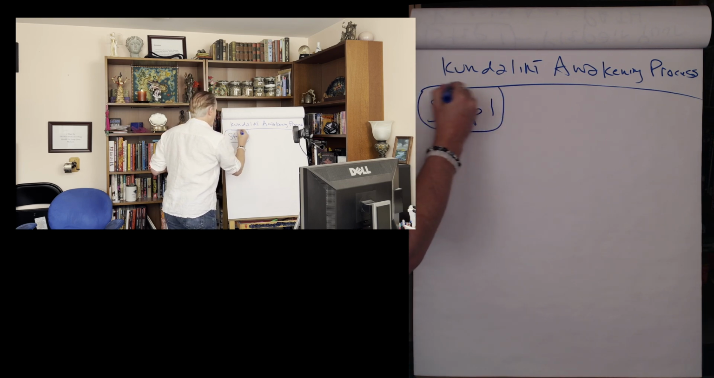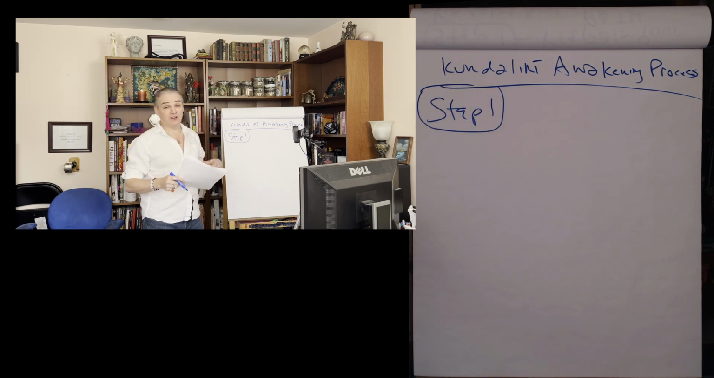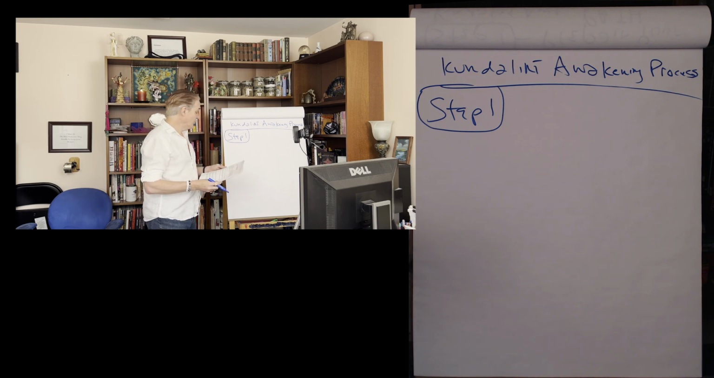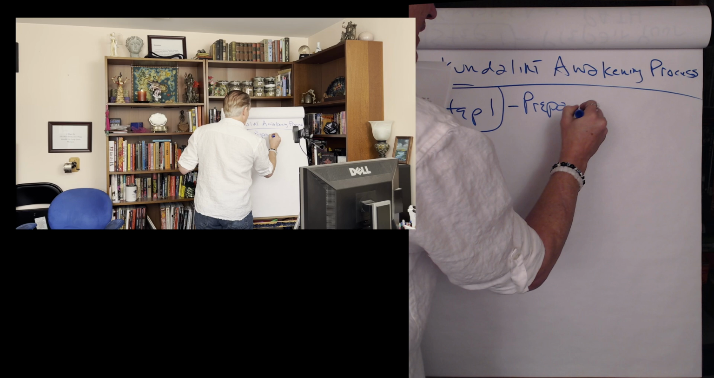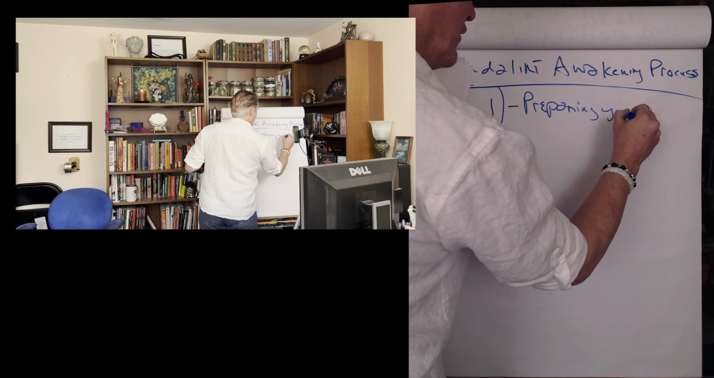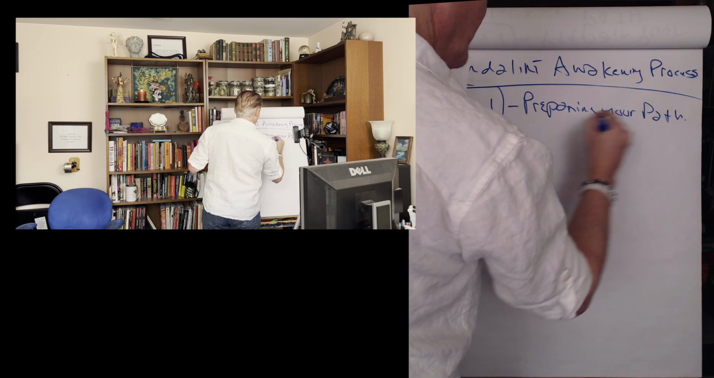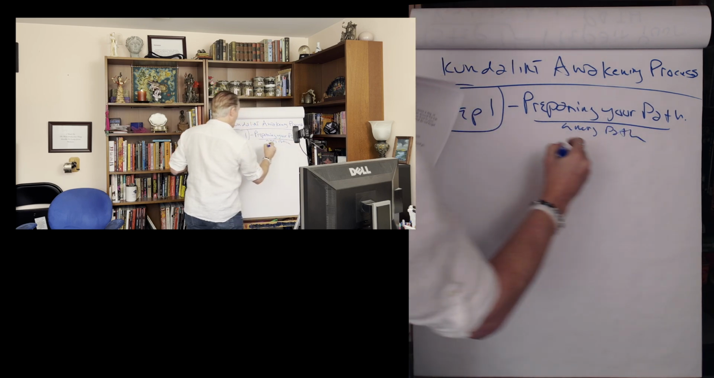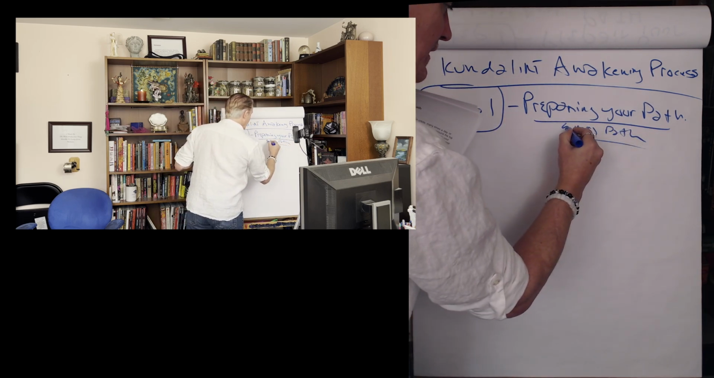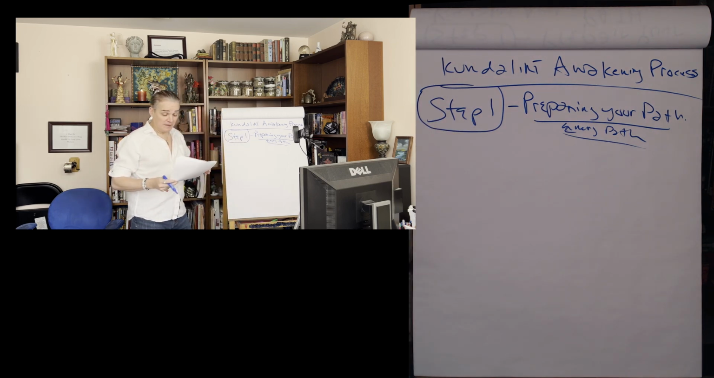This is step 1. And these steps are honestly in no particular order. You can do them out of order. I just organized them this way so that I can keep track of them for myself. And so this is step 1, or preparing your path, right? And this is your energy path, of moving energy. Okay? And eventually that's what Kundalini is.